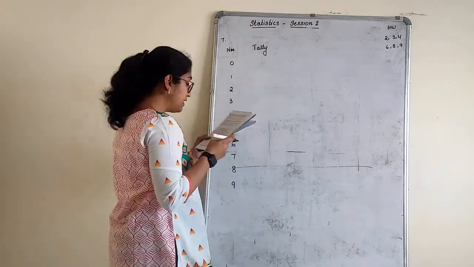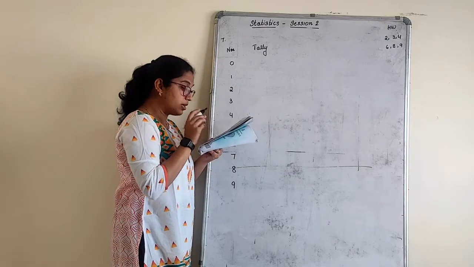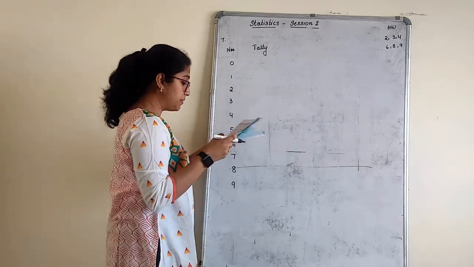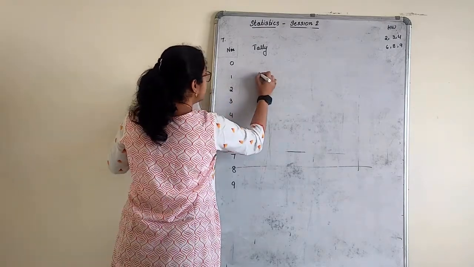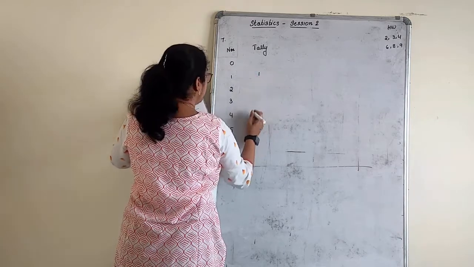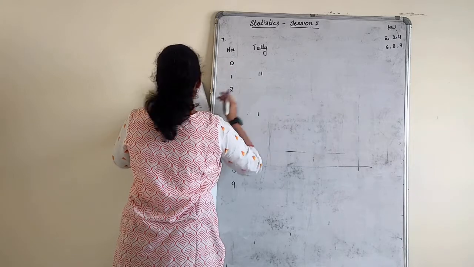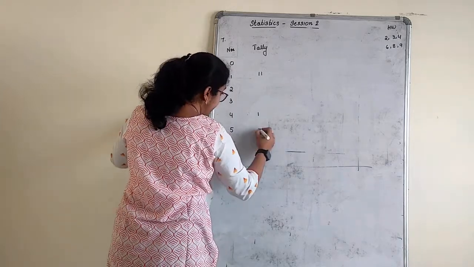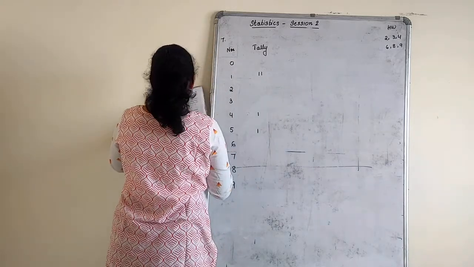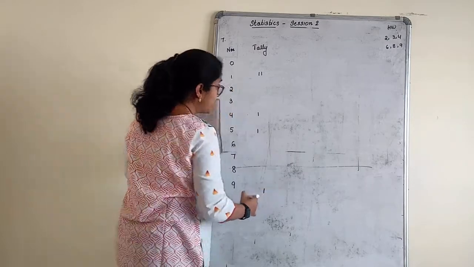That means 0 is repeated how many times? Okay, we will not see that. We will start from the number. First is number 1, tally here. Then it's number 4, tally here. Then again it's number 1, tally here. Then again it's number 5, tally here. Then number 9. Understood what I am doing?